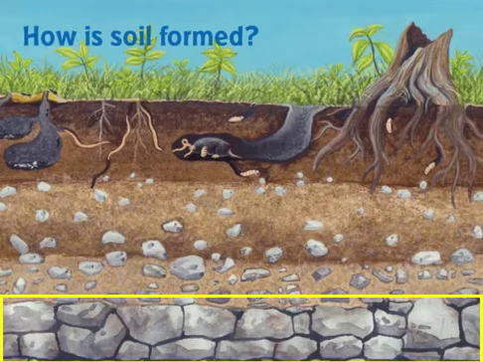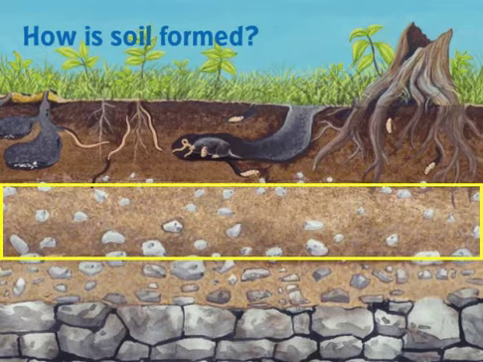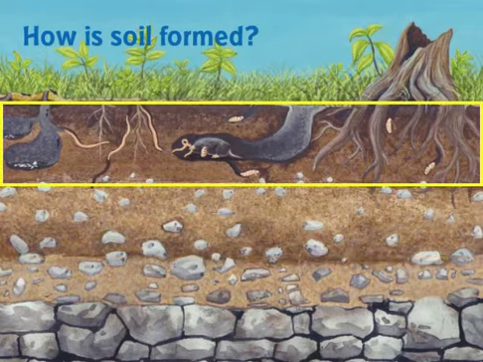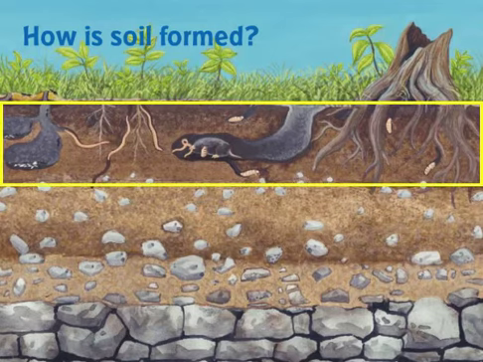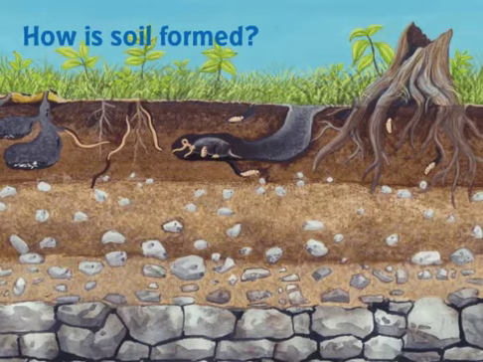Over time, layers of soil called horizons form. Each horizon has its own properties. Soil horizons are different from place to place. That's because the rocks and humus that make up soil are different from place to place. In some places, the horizons might look like the ones in this picture.